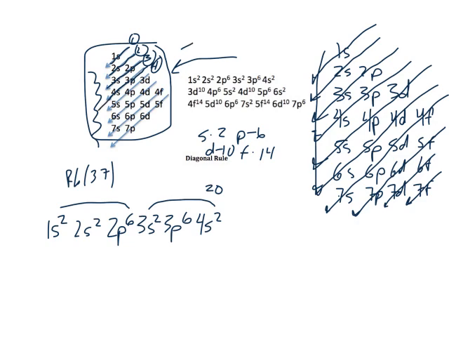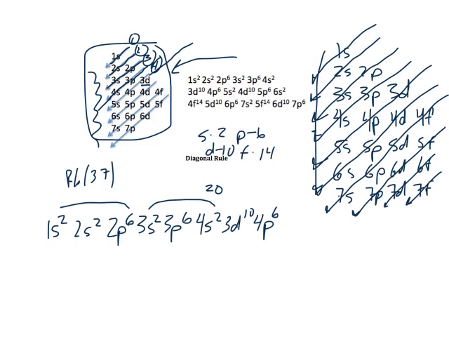Well, I'm going to go to this next arrow, and as I come down, I hit the 3d next. 3d, and I can fit 10 there. So now I fit 30 electrons. And after the 3d, I go to the 4p, and I can fit 6 electrons there. So I fit 36, and I only have 1 left because I need to get up to 37.